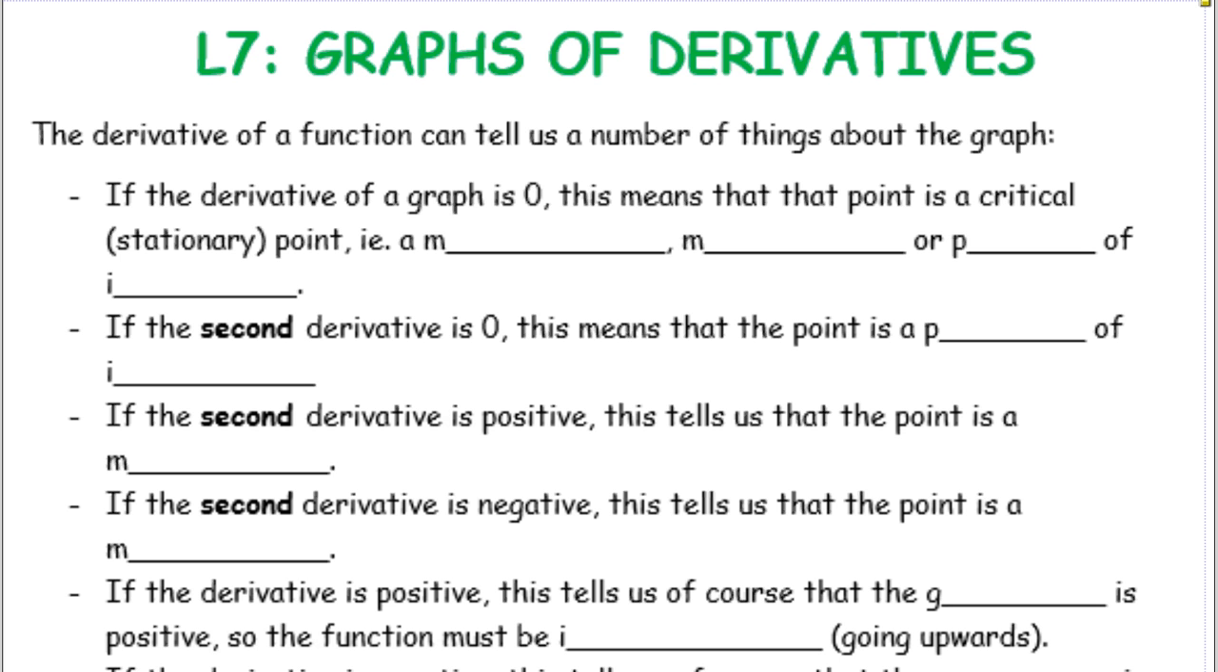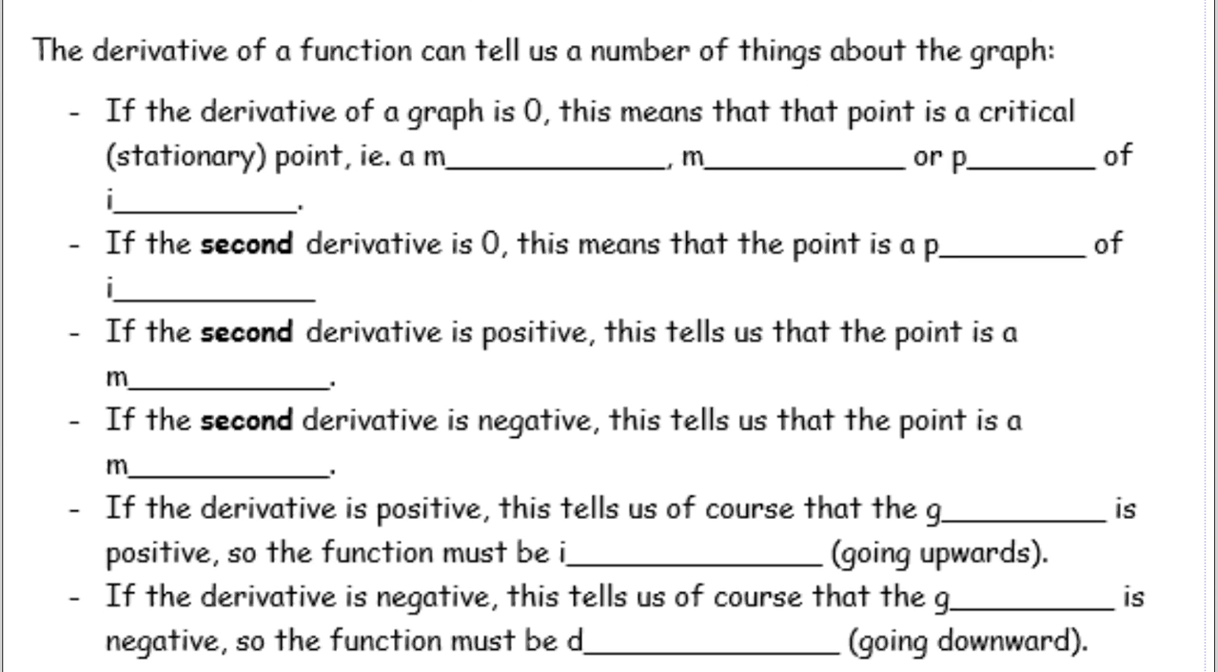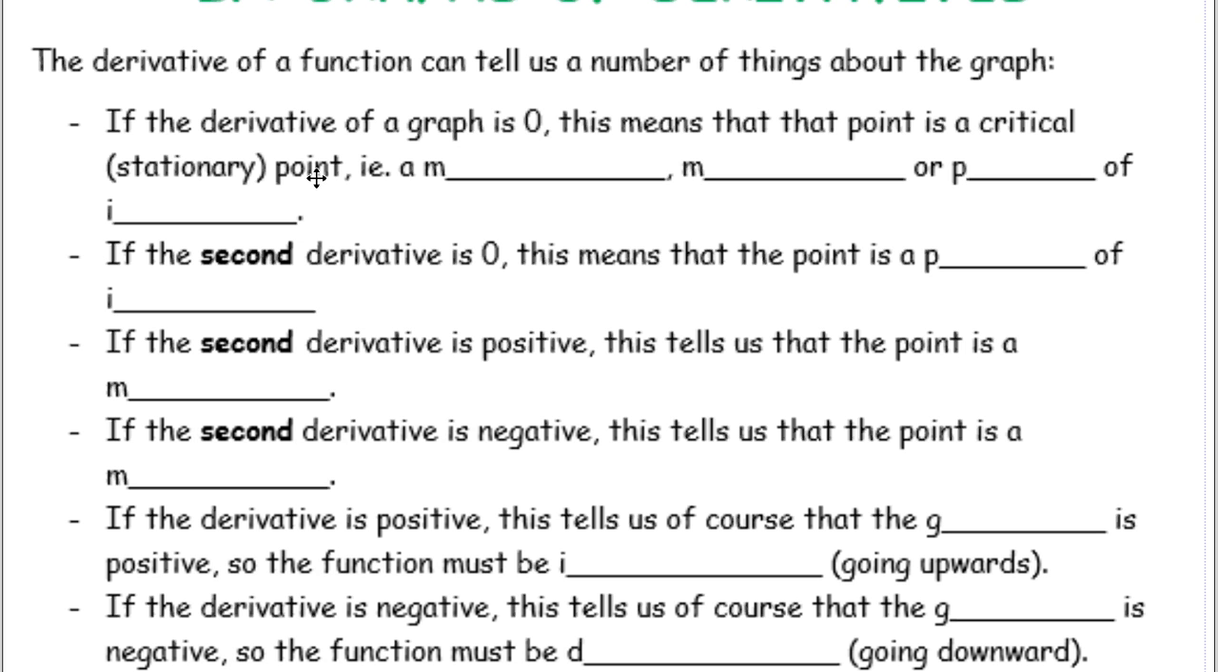The derivative of a function can tell us a number of things about the graph. So this is more recap. If the derivative of a graph is 0, this means the point is a critical point. In the book, sometimes I call it a critical point, or in some books in Australia, we call it a stationary point. So you're at a minimum, maximum, or point of inflection.